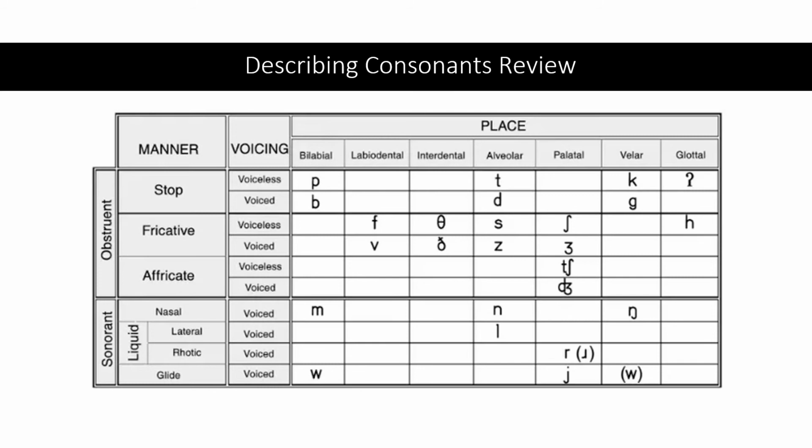Voicing, whether they're voiceless or voiced, right? Notice that all of our nasals, liquids, and glides are voiced, and the others each have at least one example on each side. Those kind of pair up by place of articulation, right? Whether that's bilabial, labiodental, interdental, alveolar, palatal, velar, or glottal.